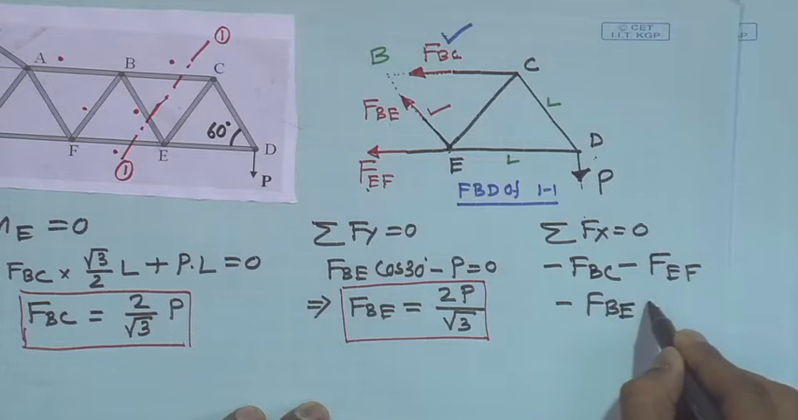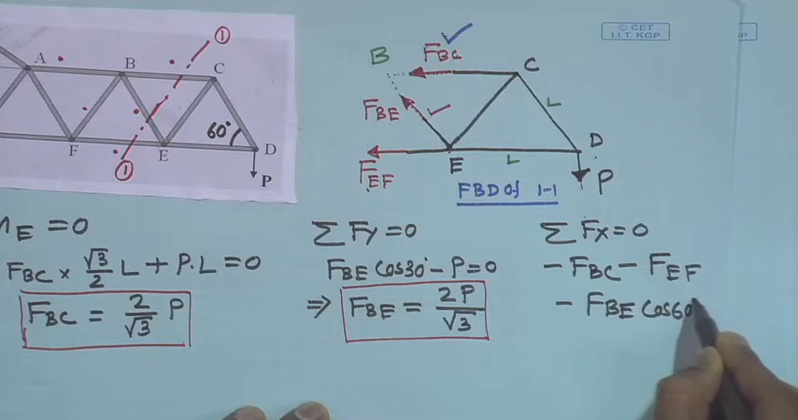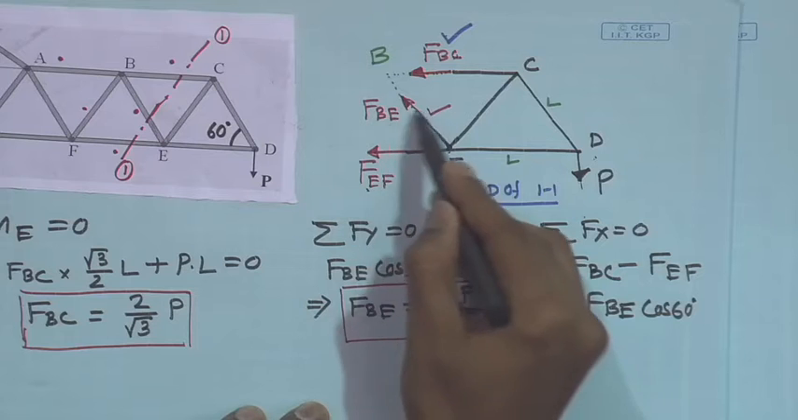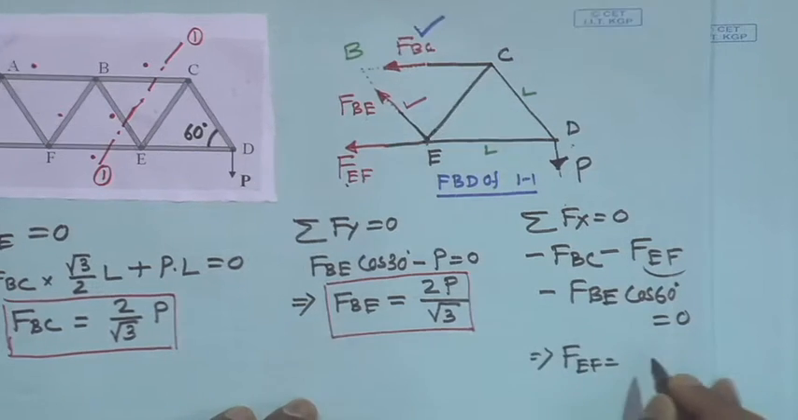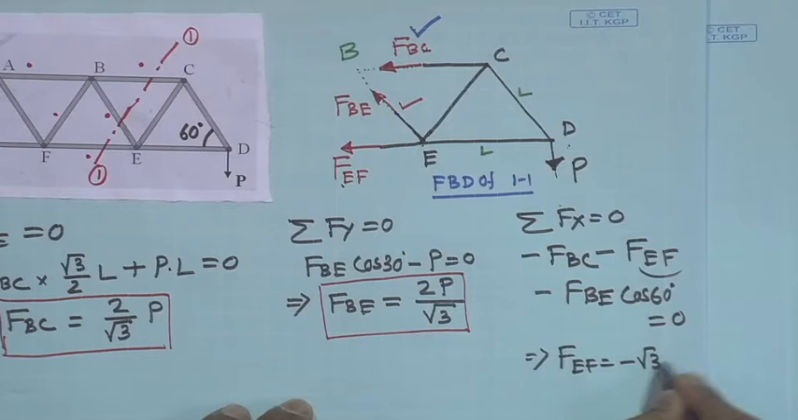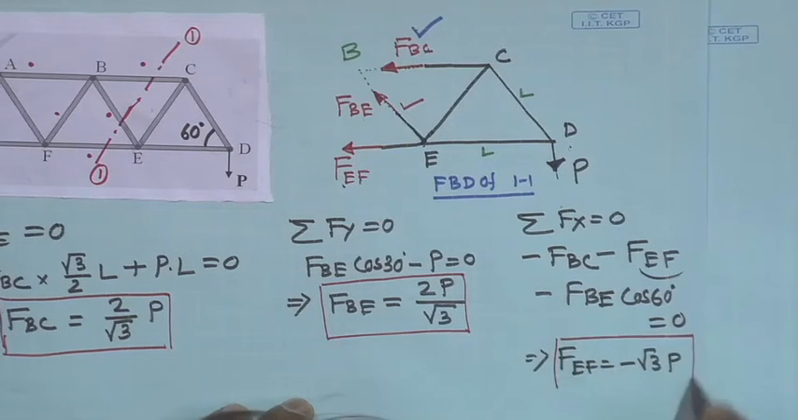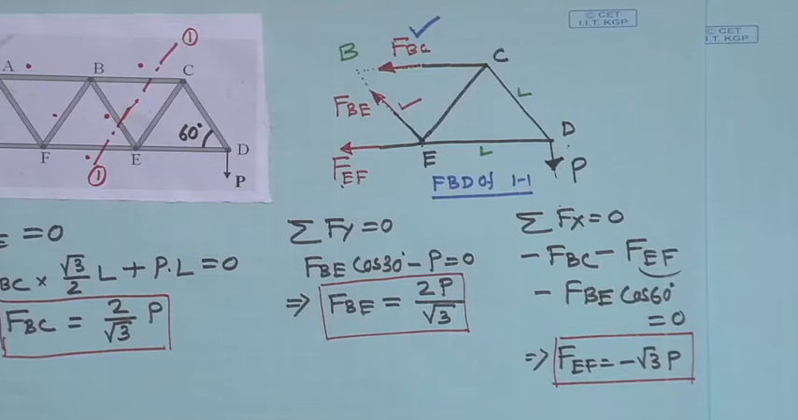FBE, the horizontal component of this force will be in this direction, therefore it is negative, that is equal to 0. Now, we have already determined BC, we have already determined BE, the only unknown is EF, and from this you can calculate EF is equal to minus root 3 P. Okay, so this is EF.